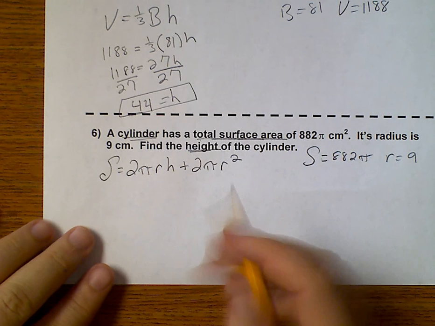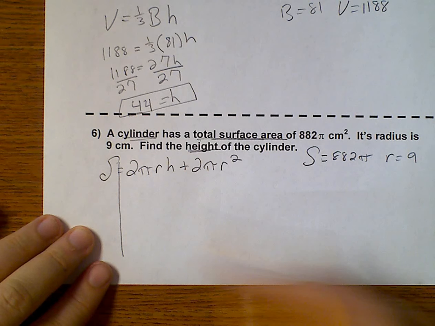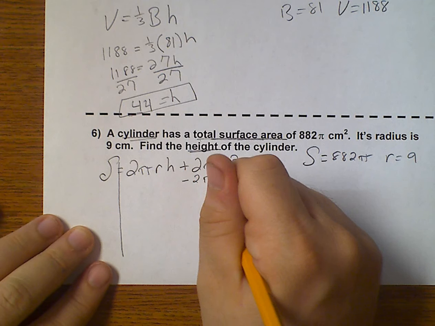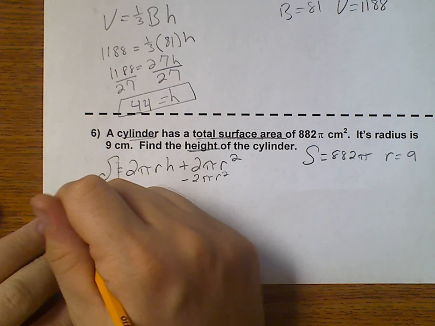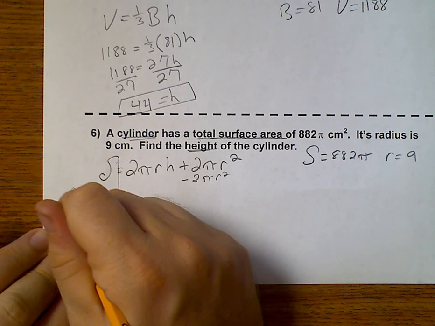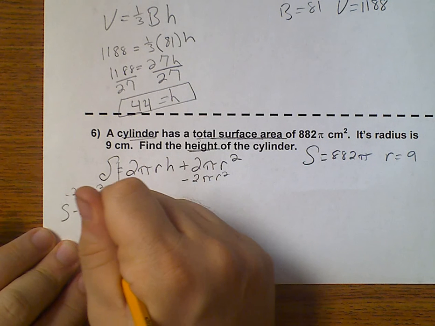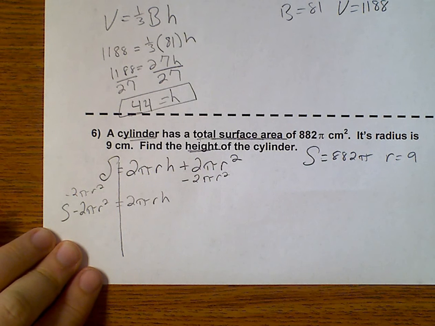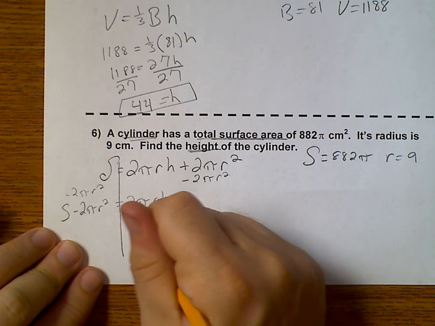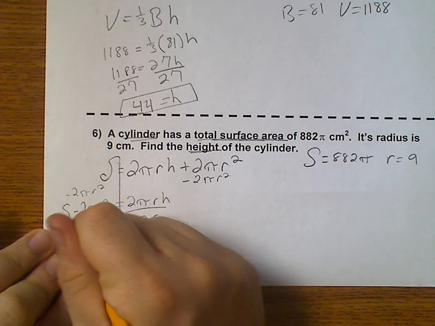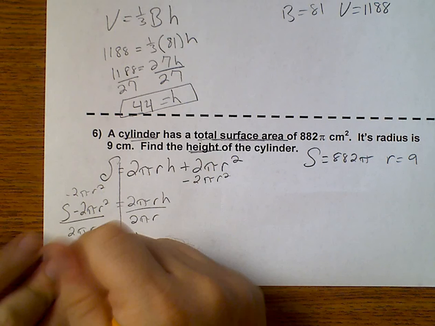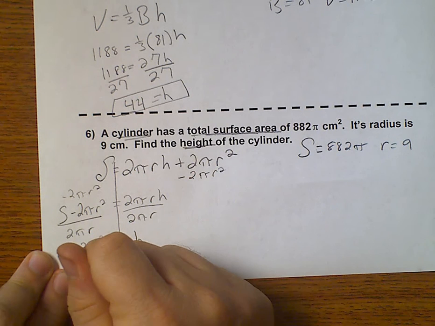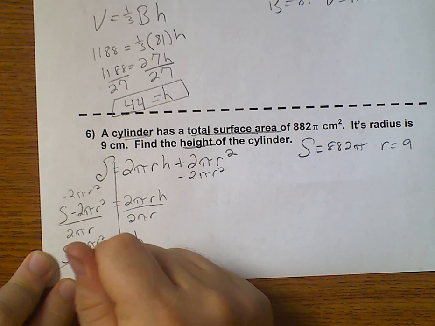Well, first off, I'm going to go ahead and start rearranging. If I want my height, I'm going to need to subtract 2 pi r squared. So I get the s minus 2 pi r squared equals 2 pi rh. And then I just divide by 2 pi r. And I get that h equals the surface area minus 2 pi r squared all over 2 pi r.